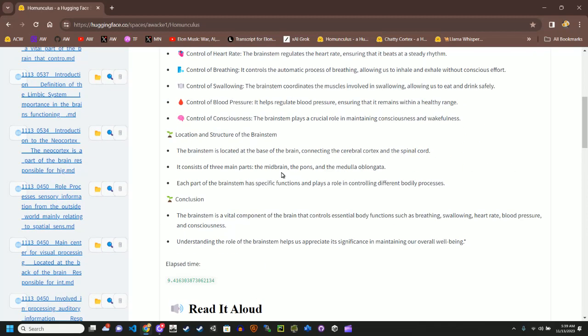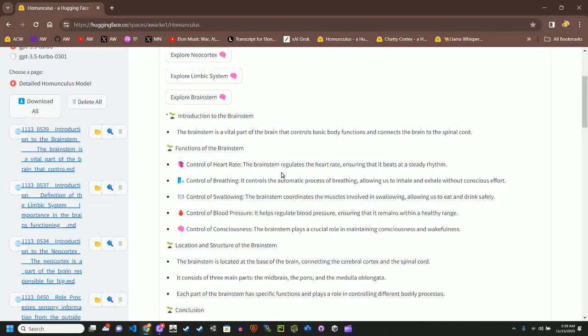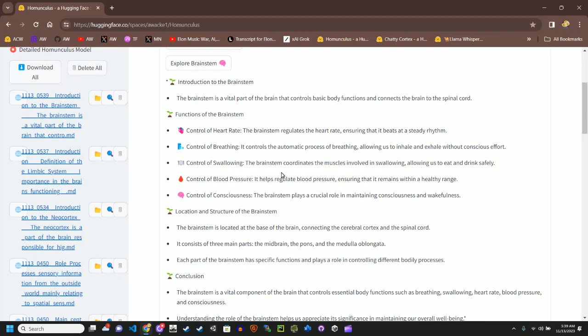Introduction to the Brainstem. The brainstem is a vital part of the brain that controls basic body functions and connects the brain to the spinal cord. Functions of the brainstem.